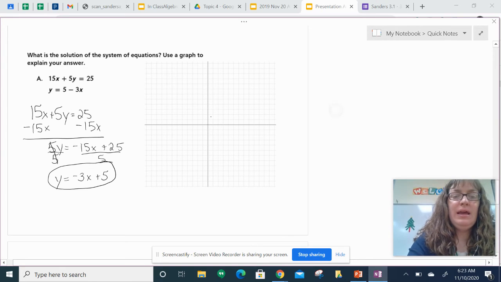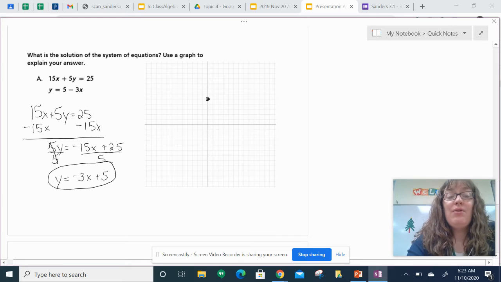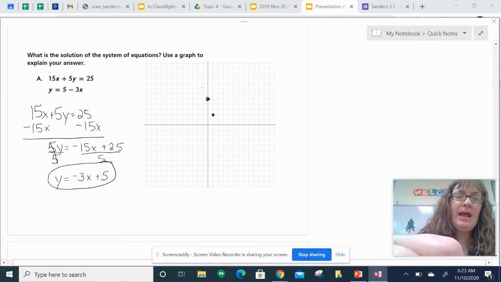So I'm going to begin at the positive 5. 1, 2, 3, 4, 5. And then my slope is negative 3. I can write that as negative 3 over 1. So that says go down 3 and to the right 1. And I have my graph.